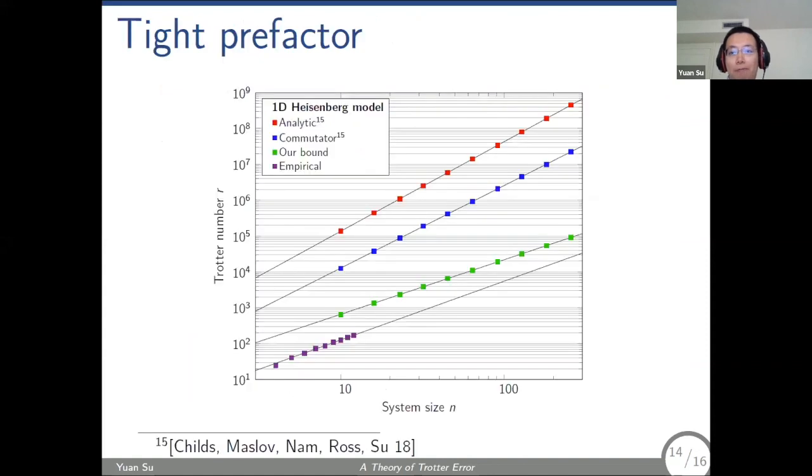Okay, so we have been talking about the asymptotic scaling of product formulas. You may ask what happens for the constant prefactor. Well, we redo the numerical simulation of the one-dimensional Heisenberg model that we saw earlier. We numerically implement our new analysis, and indeed, this new analysis improves significantly over the previous analysis. Compared with the empirical one, it only loses by a factor of 5. It also appears to be tight in practice.